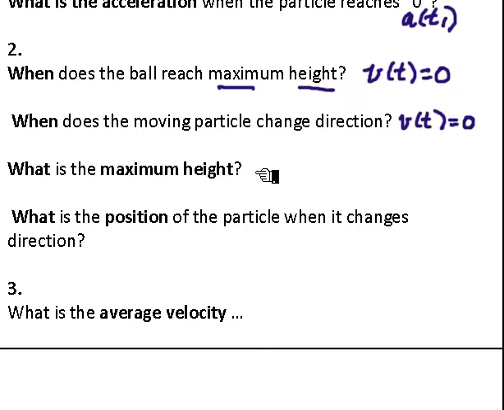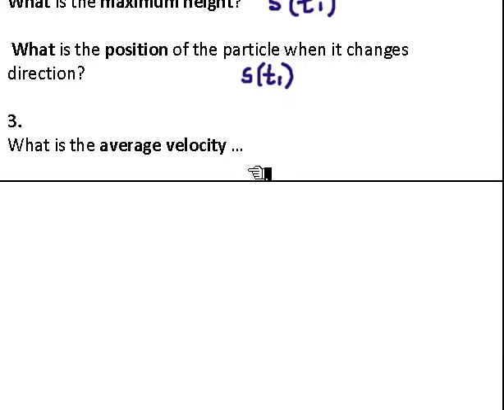Now, a related question, what is the maximum height? Again, let's say we solve v of t equals zero, and let's say our solution is a particular value, t1. Then the maximum height is given by s with t1 substituted in. Or similarly, what is the position of the particle when it changes direction? This is for horizontal motion. Just take that t1 value that tells us when the particle changes direction and substitute it into the position function.